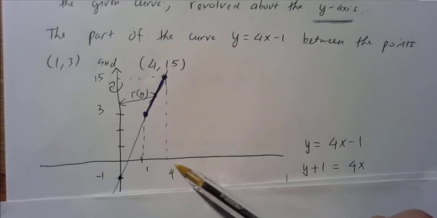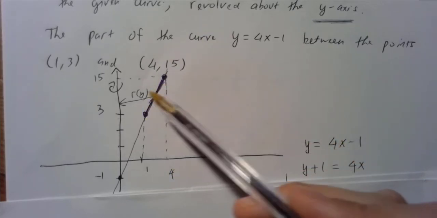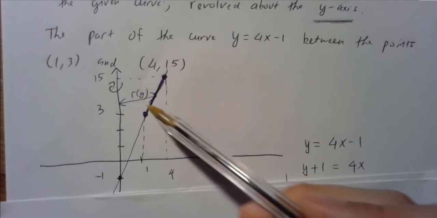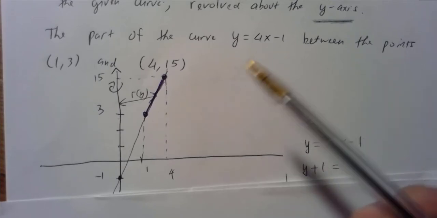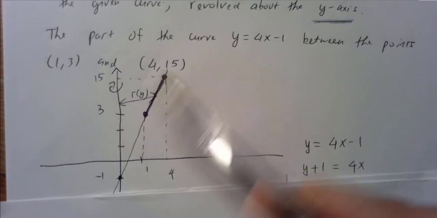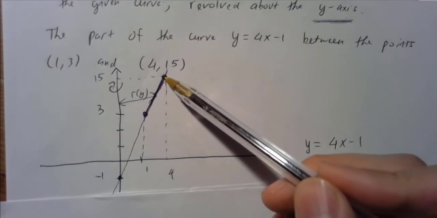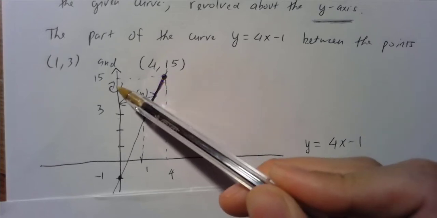It should not be here. 4 should be around here, 15 should be all the way up here, but I don't have enough space. So I assume that this is not a scale function. This is just an example. So we imagine that this is (1, 3), and this is (4, 15). It should be on this line. This is the linear line. So now we're just revolving this curve around the y-axis.